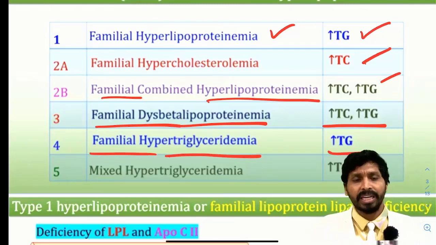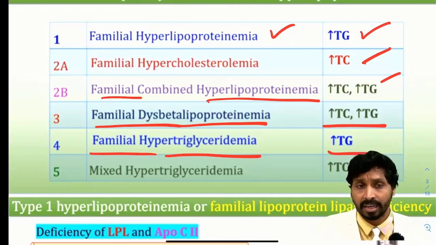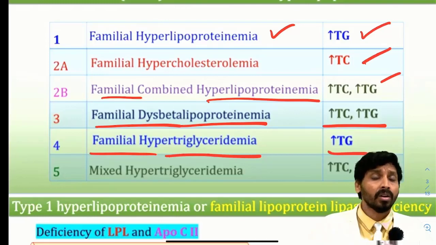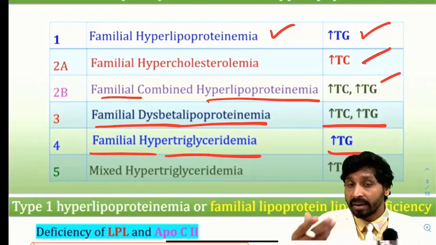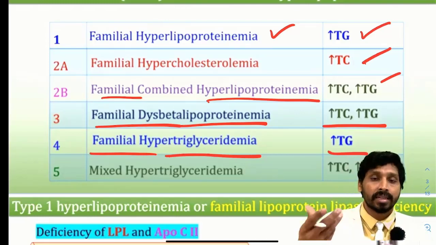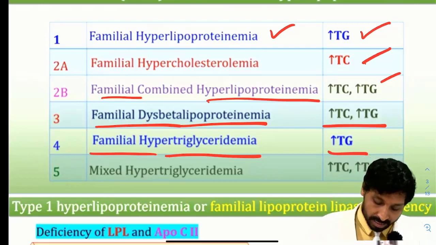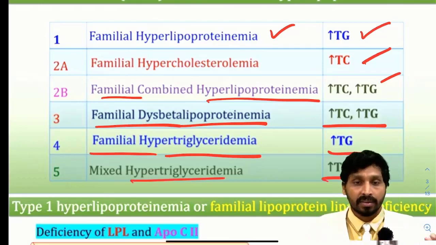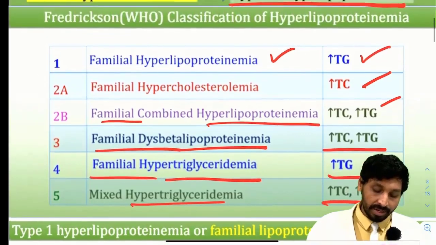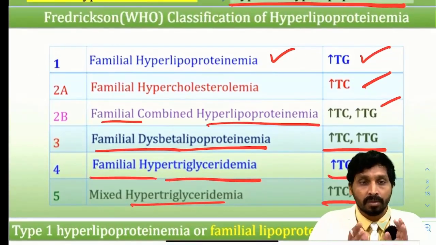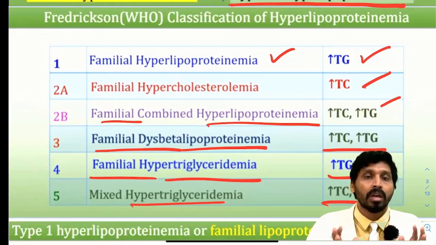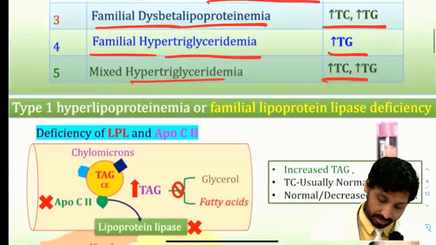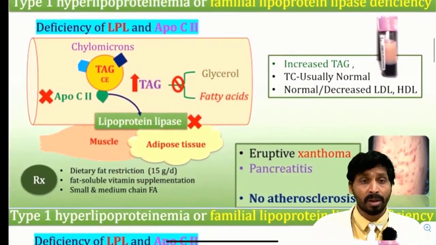The name itself is indicative: hypercholesterolemia, total cholesterol will be elevated; hypertriglyceridemia, triglyceride levels will be elevated, right? In mixed hyperlipidemia, both total cholesterol and triglyceride levels will be elevated. So this is the Fredrickson classification, that means the WHO-approved classification for hyperlipoproteinemias. Now we will see one by one in detail.